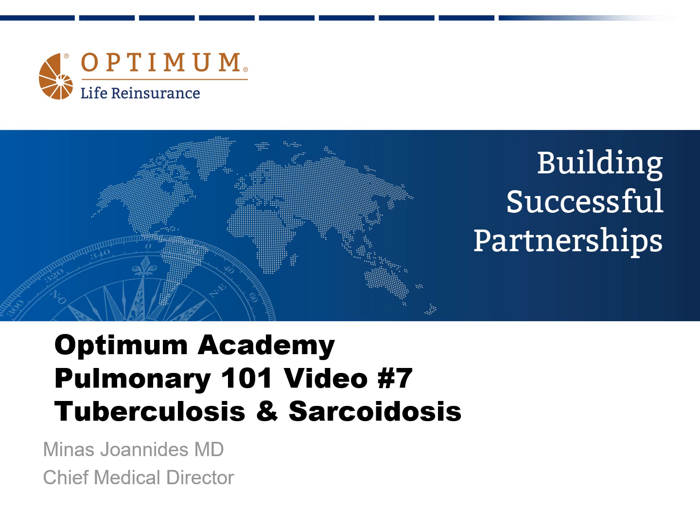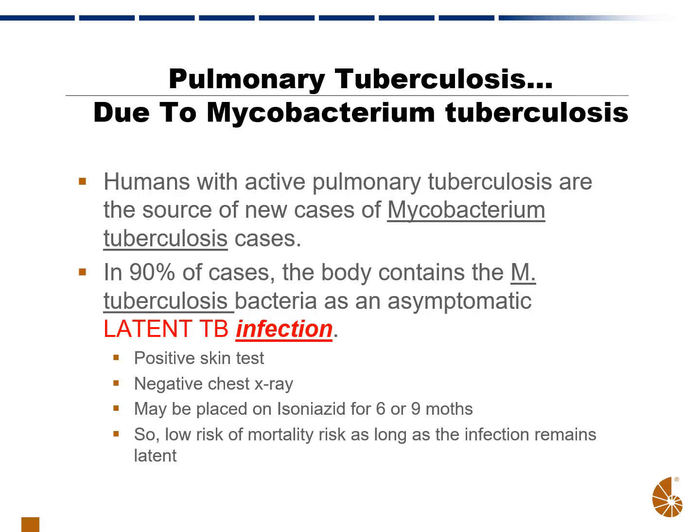Today we're in the Optimum Academy with Pulmonary 101, video number 7 on tuberculosis and sarcoidosis. So let's get started. Pulmonary tuberculosis is due to Mycobacterium tuberculosis. Humans with active pulmonary tuberculosis are the source of new cases of Mycobacterium tuberculosis.